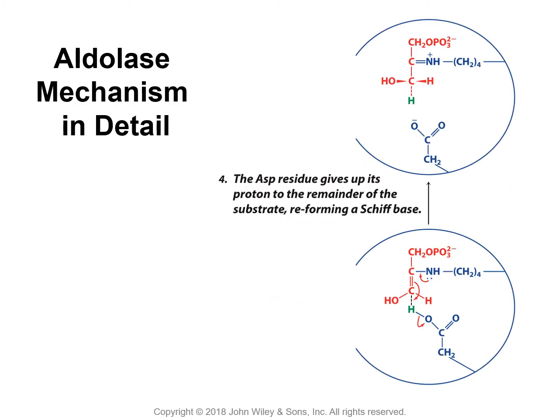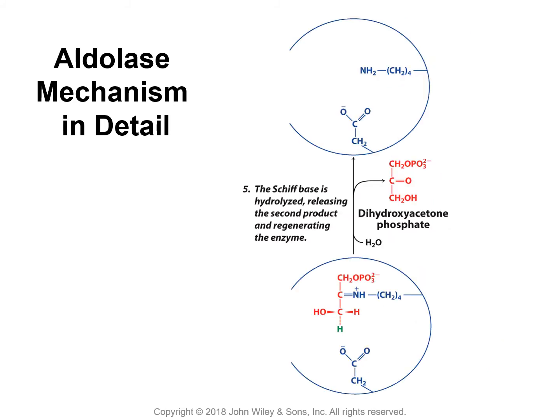The Asp residue gives off a proton to the remainder of the substrate, reforming that Schiff base. It reforms another Schiff base. So this keeps going on and on. And then the Schiff base is hydrolyzed, releasing the second product and regenerating the enzyme. So what happens is it's going to keep regenerating because of that protonation. And like I said, we've been talking about this in organic chem. So you actually see this right here.